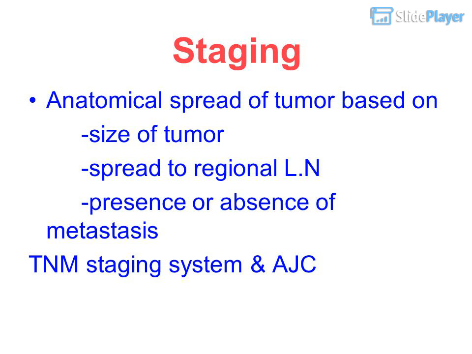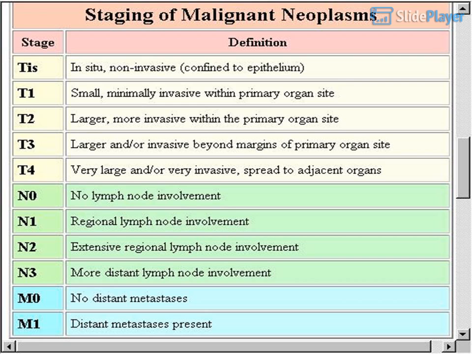2. Staging: anatomical spread of tumor based on size of tumor. Spread to regional L.N. Presence or absence of metastasis. TNM staging system and AJC. 3. 4.